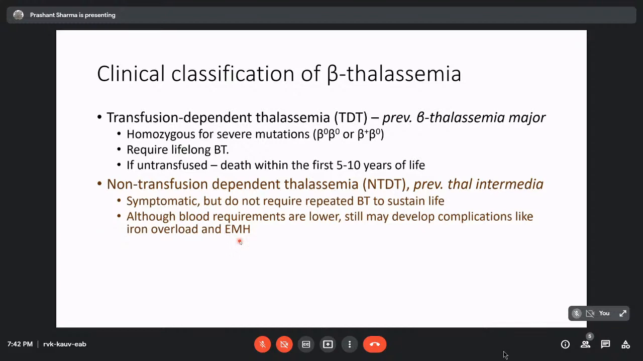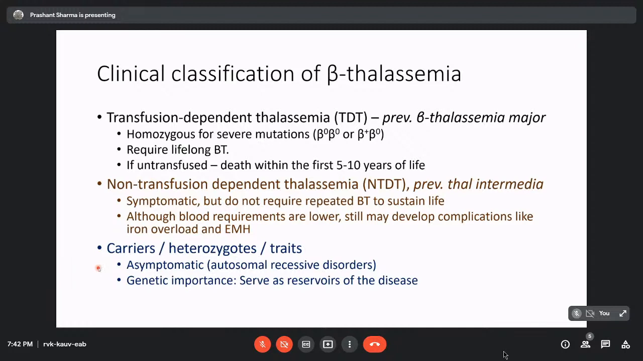And then at the extreme other end of the disorder, we have people who are heterozygous. Sometimes you will see them being called carriers or beta thalassemia traits. These are all synonymous terms. They are asymptomatic for the most part, and that's because these are autosomal recessive disorders, so both copies of the gene, both the alleles, need to be affected. However, they are still of genetic importance because they serve as reservoirs of the disease, and if they marry another carrier, they can transmit the disease.